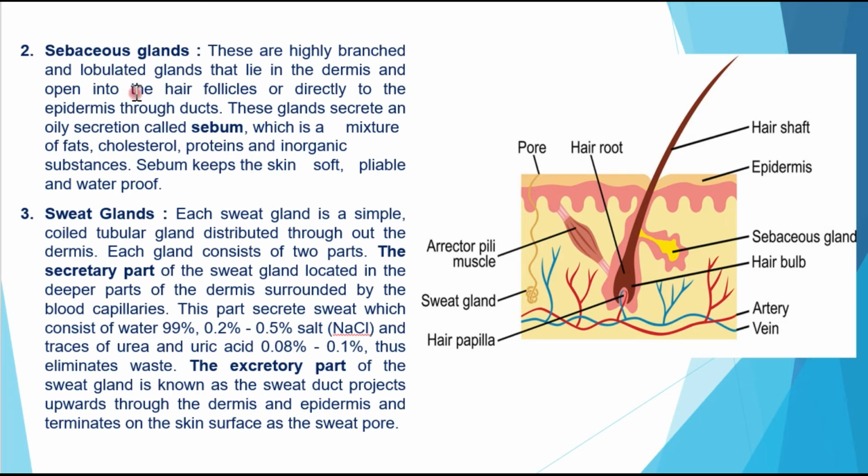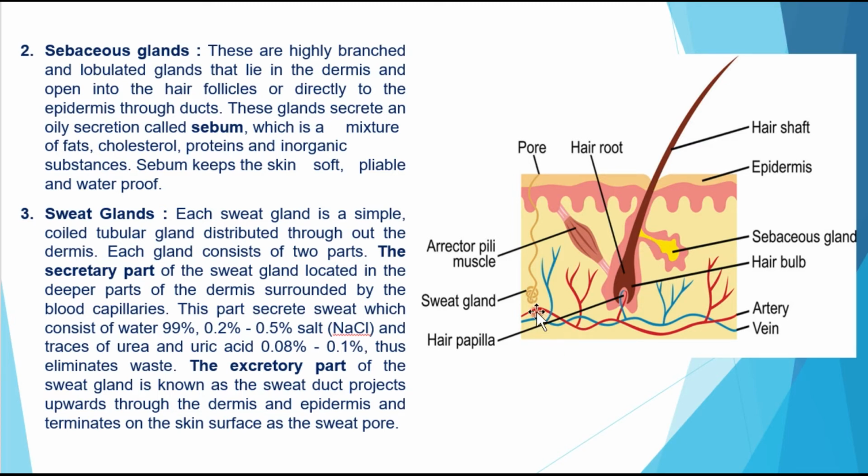Next, we come to the sebaceous gland. Associated with the hair, you can see the hair follicle is opening into the sebaceous gland. This is a highly branched and lobulated gland that lies in the dermis. It either opens into the hair follicle or it may open directly onto the surface of the skin. The secretion of the sebaceous gland is sebum, and it's a mixture of fats, cholesterol, protein, and inorganic substances. What is the function of the sebum? It keeps the skin soft, pliable, and waterproof.